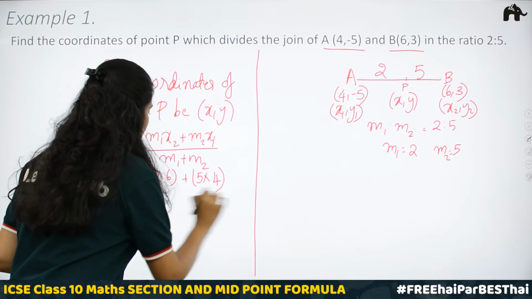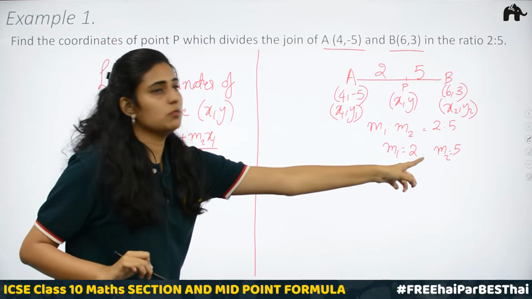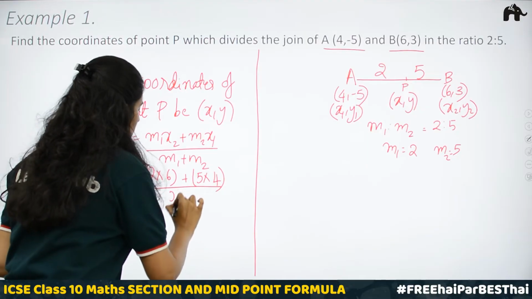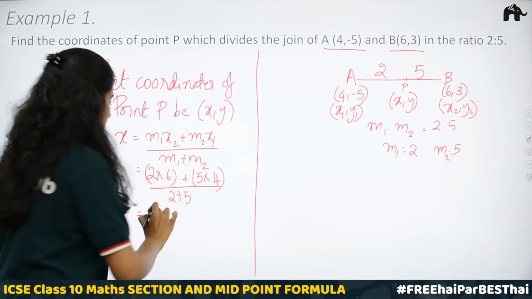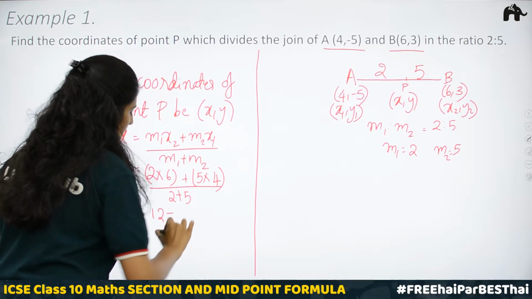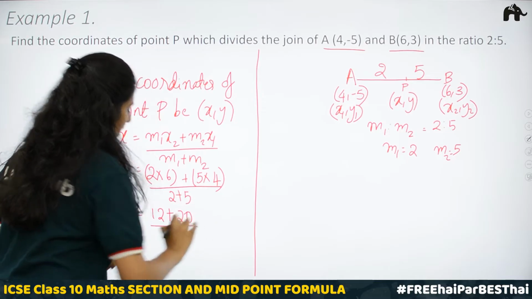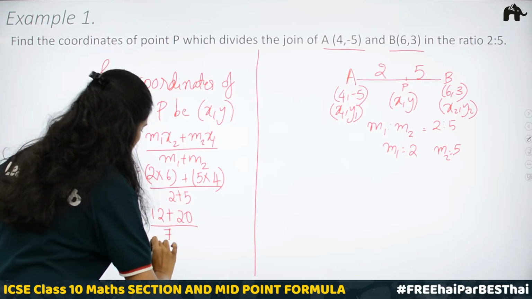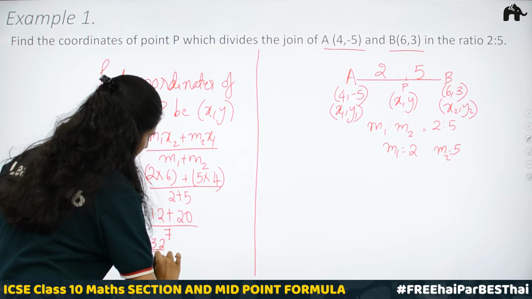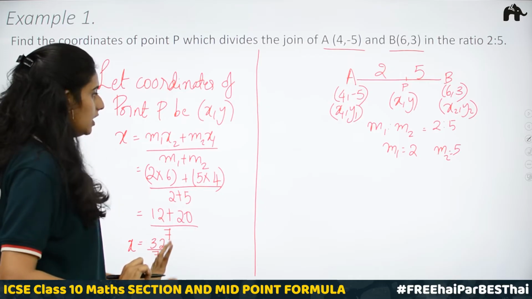4 divided by m1 plus m2. Here m1 is 2 and m2 is 5, 2 plus 5. What do we get? 2 into 6 is 12 plus 5 into 4, 20, divided by 2 plus 5, 7. That is equal to 32 divided by 7, which is our x value. X value is equal to 32 divided by 7.